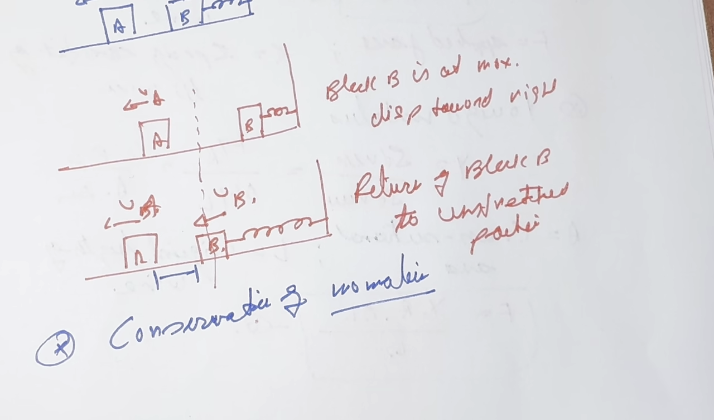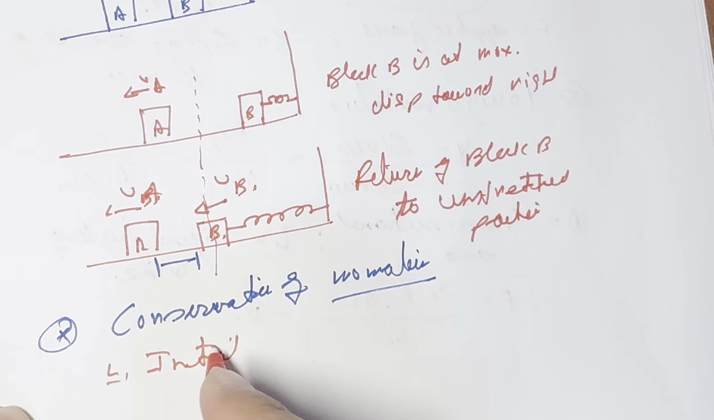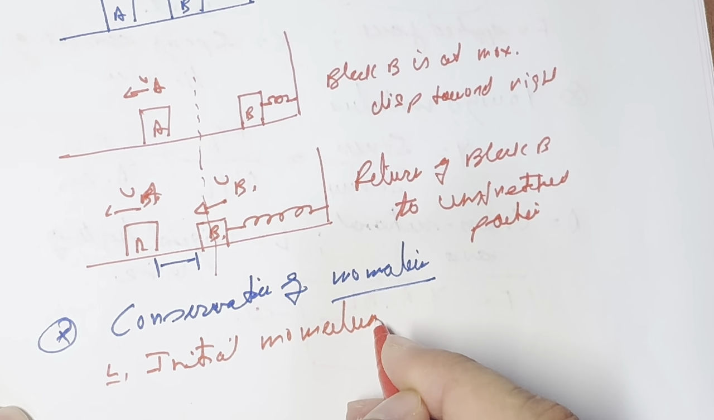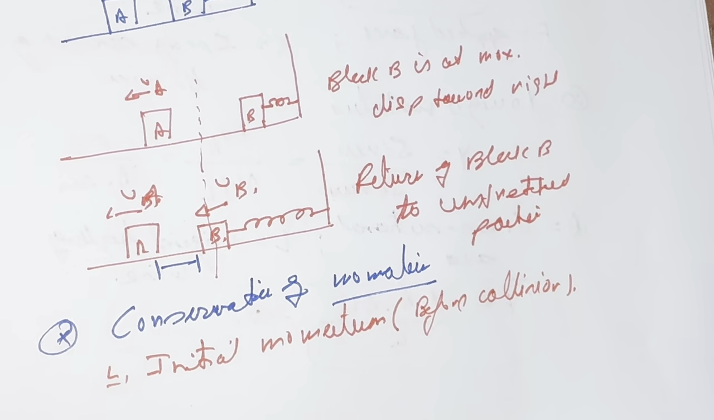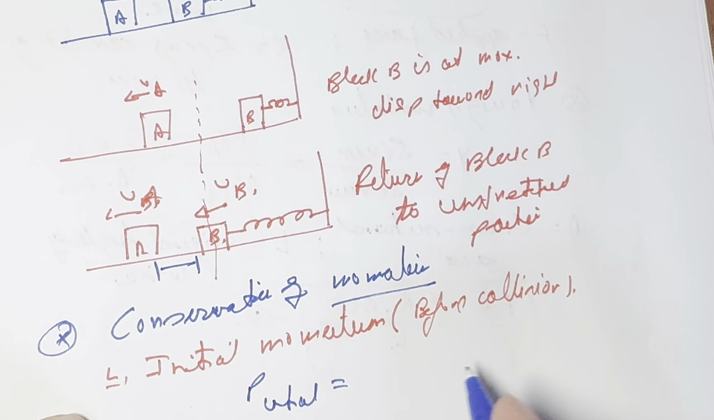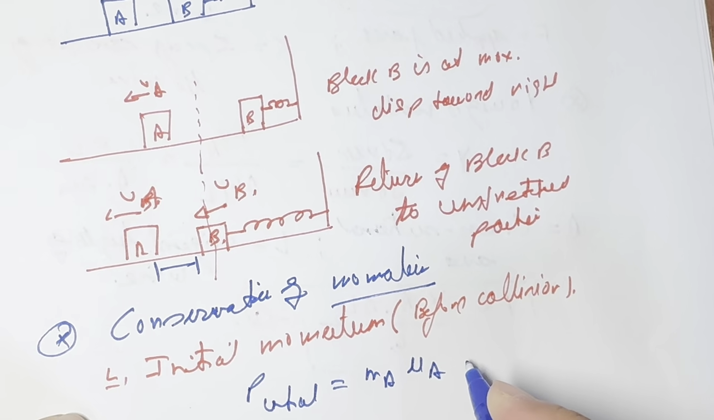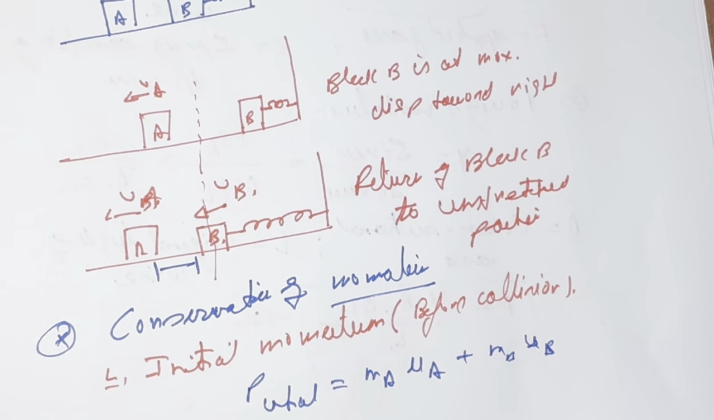So let's find the initial momentum, that is, the momentum before collision. P initial will be equal to mass of A multiplied by velocity of A plus mass of B multiplied by velocity of B, where MA is the mass of block A.